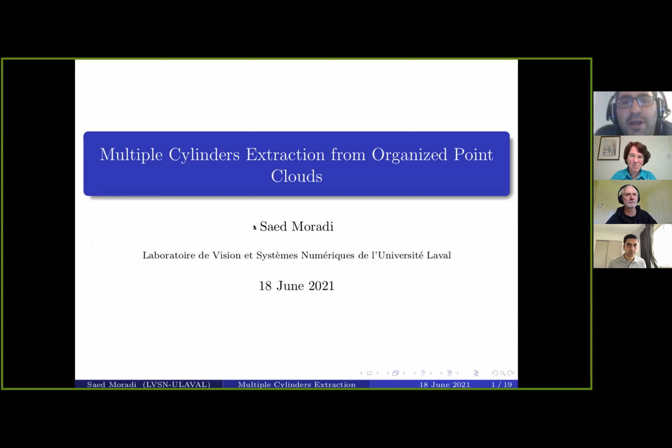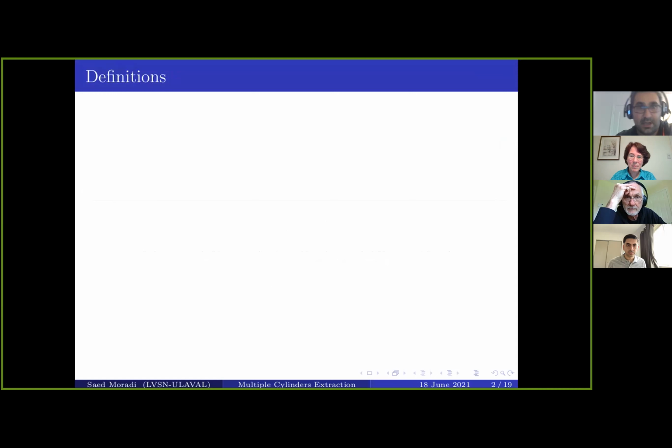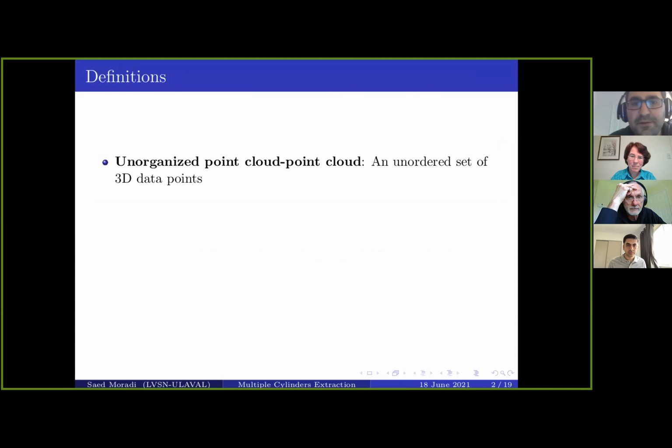Hello everyone, I'm Saed and today I'm going to talk about multiple cylinder extraction from organized point clouds. But before going into detail of our algorithm, let's have some definitions. The first term is an unorganized point cloud, or simply point cloud. A point cloud is an unordered set of 3D data points. It's a set, so the order of the points doesn't matter in representing this type of data.